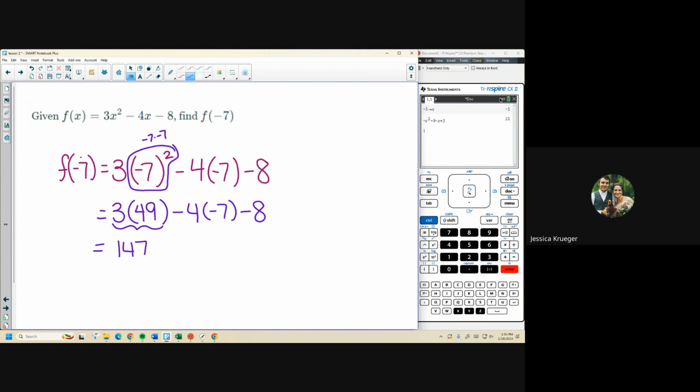Let's double check that. Yeah. Negative 4 times negative 7 is 28, and it's positive. And now I've got to go left to right, or I can enter this all into my calculator. So 147 plus 28 minus 8 gives me 167.